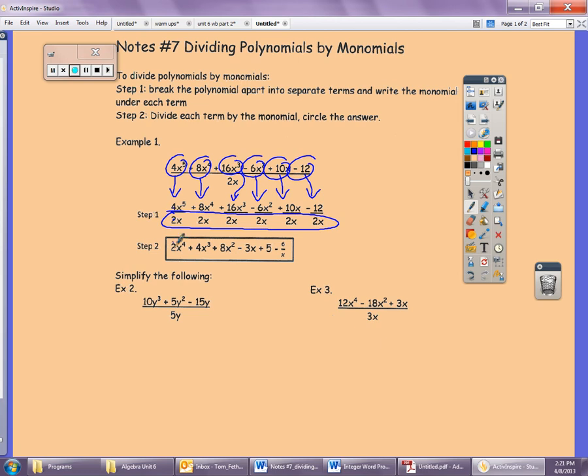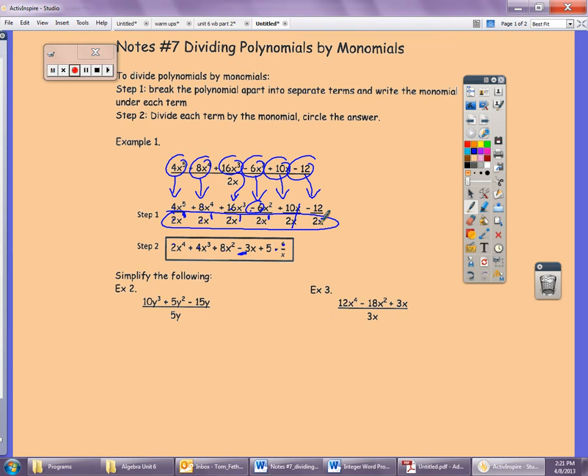Well, 4 divided by 2 is 2. 5 minus 1 is 4. 8 divided by 2 is 4. 4 minus 1 is 3. 16 divided by 2 is 8. 3 minus 1 is 2. Negative 6 divided by 2, negative 3. 2 minus 1 is 1. 10 divided by 2 is 5. The x's cross off. Then here you have negative 12 divided by 2, which is your negative 6. And that x stays in the denominator, because we don't do anything with the x.